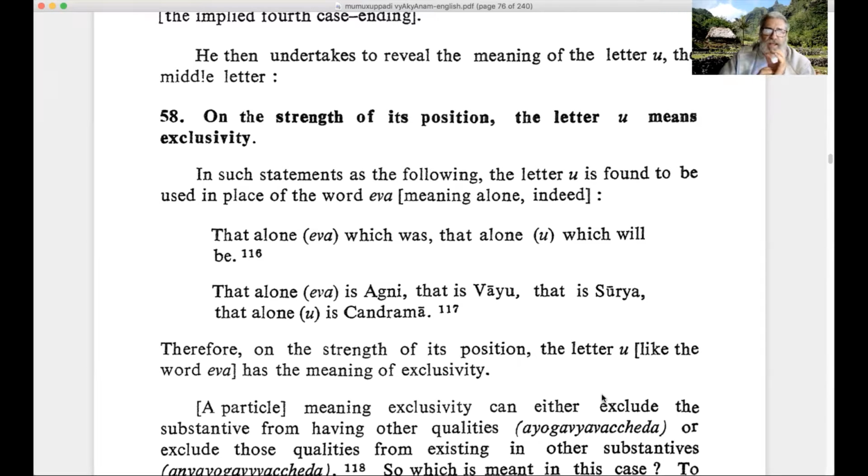So in such statements as the following, the letter U is found to be used in place of the word eva. Eva in Sanskrit means alone or indeed. And we've got some examples here of eva.